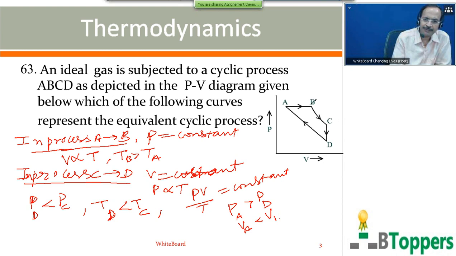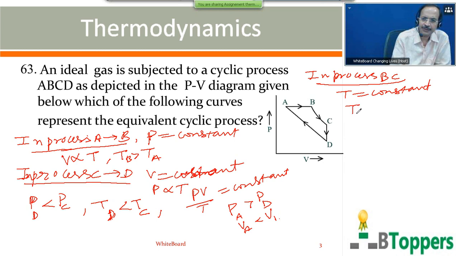The process B to C is an isothermal process where temperature is constant. Rectangular hyperbola. So temperature at C is same as the temperature at B. We already have concluded that temperature at D is less than the temperature at C, which is same as the temperature at B. And temperature at B is more than the temperature at A.